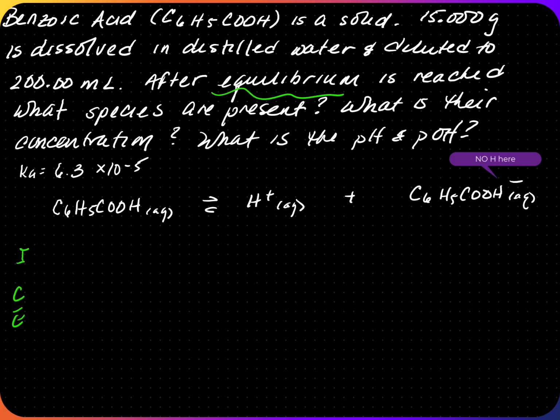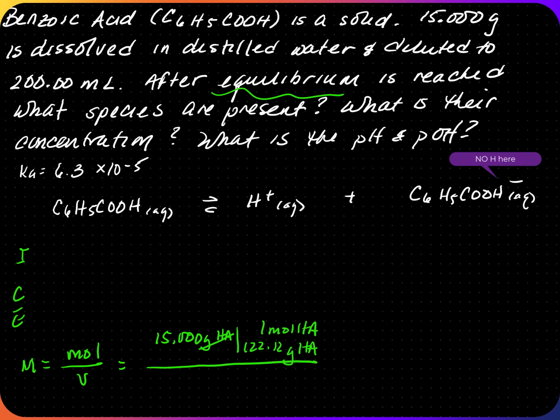So for ICE, we need to calculate the initial concentration of benzoic acid. The initial concentration has to be in molarity, which is moles per volume of solution. We have 15.00 grams of benzoic acid. Use dimensional analysis to convert the grams into moles using molar mass. There is 222.12 grams per 1 mole of HA. The volume was given to you in milliliters, so we have to convert the milliliters into liters. There's 1,000 milliliters in 1 liter.